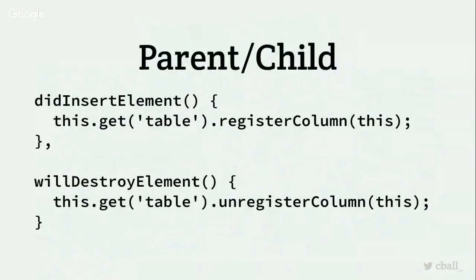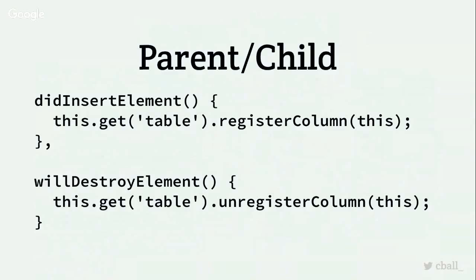A common way to do that is once you have the table, in the didInsertElement hook. This is what's going to be called right when a component renders to the page. This is equivalent to DOM ready in jQuery world. Then you can just get the table property that's passed to us, and call registerColumn, and again pass this. This is inside of the child, so this is going to be in the child component. It's actually telling the table to register this child as one of the columns.